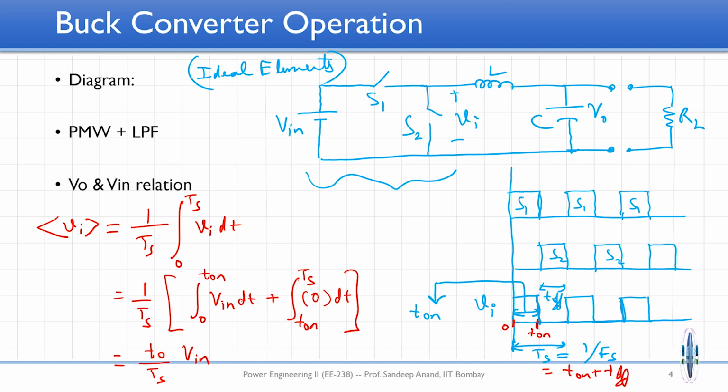You get T on upon Ts into V in, right? If I define T on by Ts as something called as capital D, then this becomes capital D into V in, right? Yeah, you call D as the duty cycle. So we define D as the turn on period upon the total period, and we call it as duty cycle.